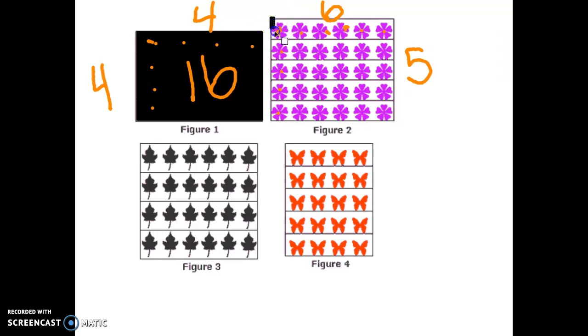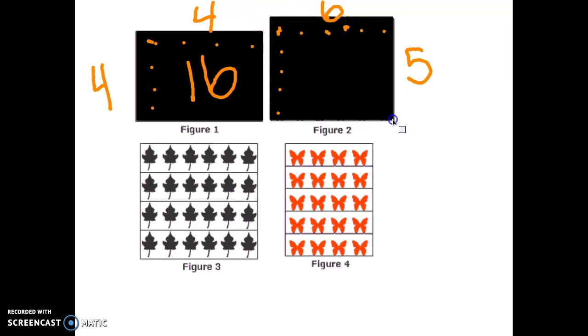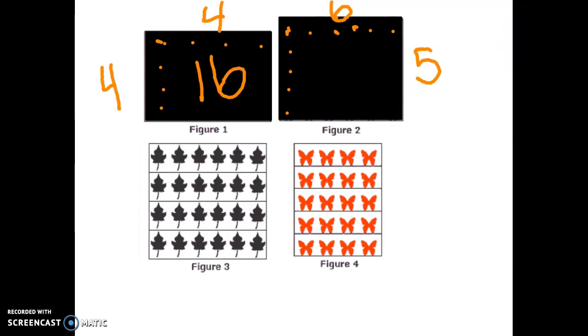Even if I hide these flowers, and you trust the measurements I gave you that it's 5 flowers up and 6 flowers across, you should be able to understand that there are 30 flowers behind the box because you know that there are 5 flowers up, 6 flowers across.